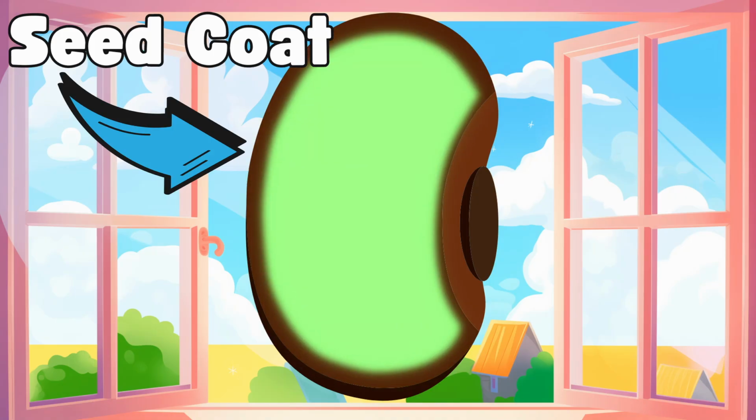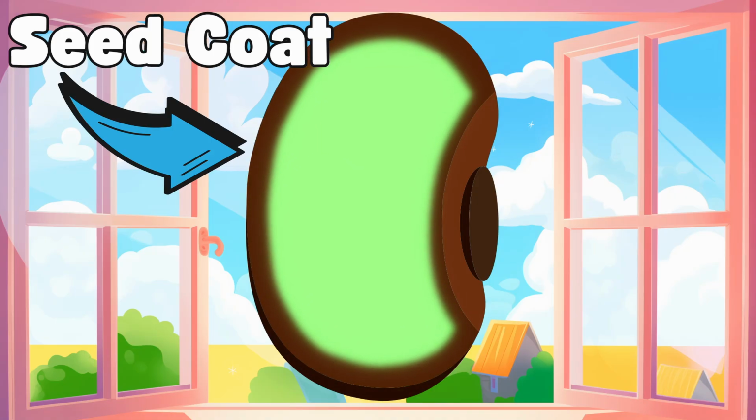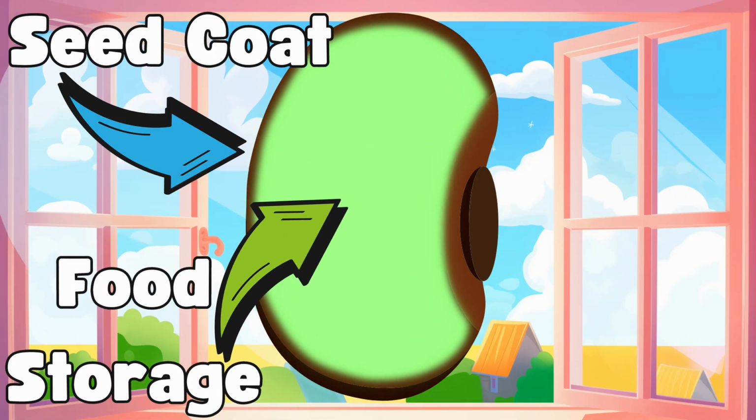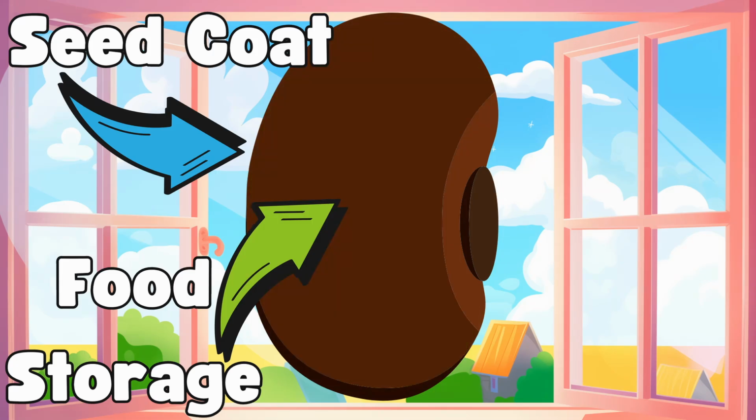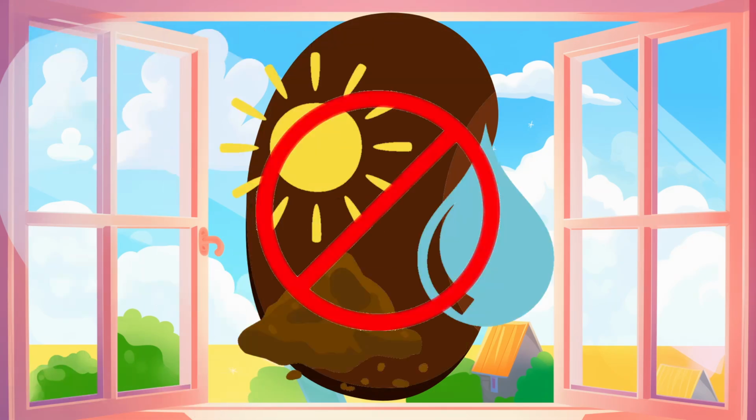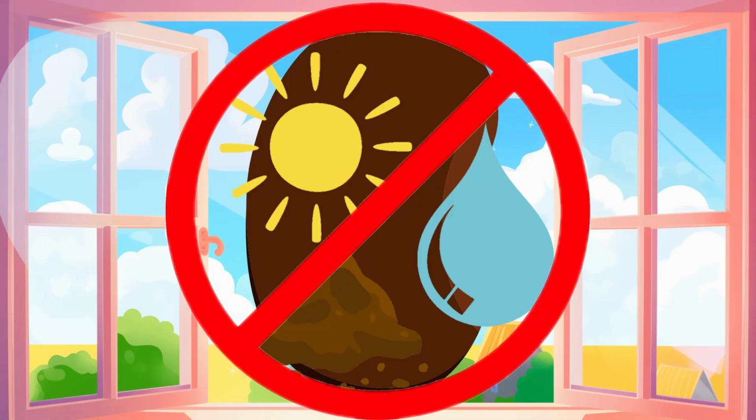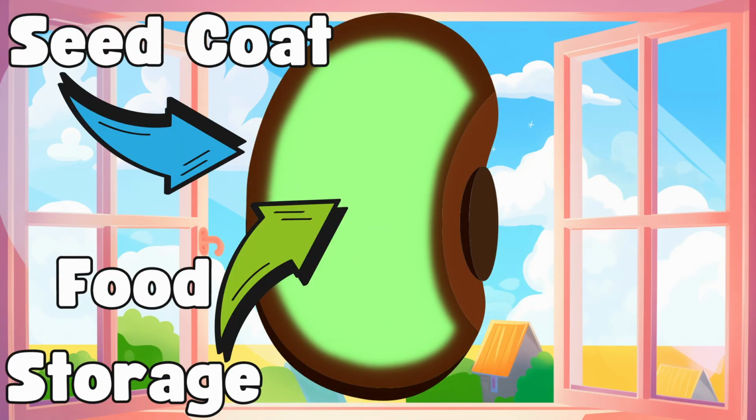The second main part of the seed is the biggest part. It's the food storage. During the very earliest parts of a plant's life, it can't get the nutrients it needs from the soil or sun. So, the food storage is there to provide energy as the plant grows.